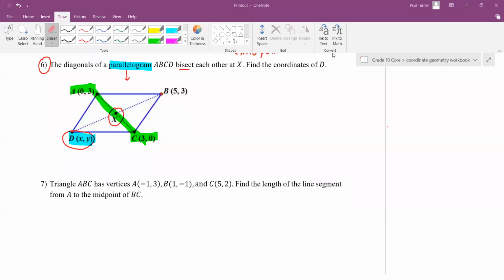Actually edit them. Yeah, so this is the question we're doing yesterday, question 6. We've got a parallelogram. And you know this is a parallelogram because you have two pairs of parallel sides. And any shape with two pairs of parallel sides is a parallelogram. So that's traditionally what you think is a parallelogram, isn't it?